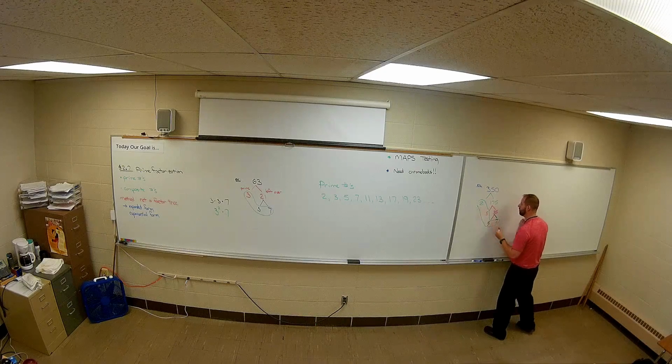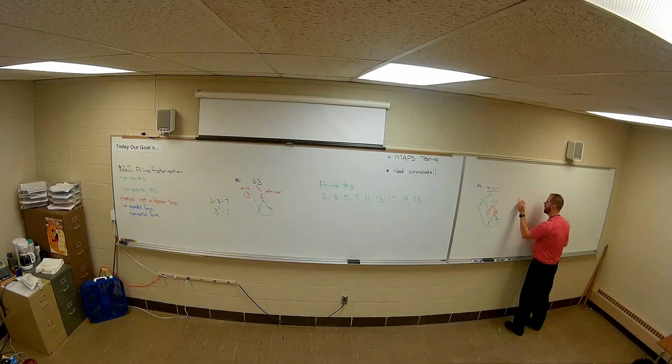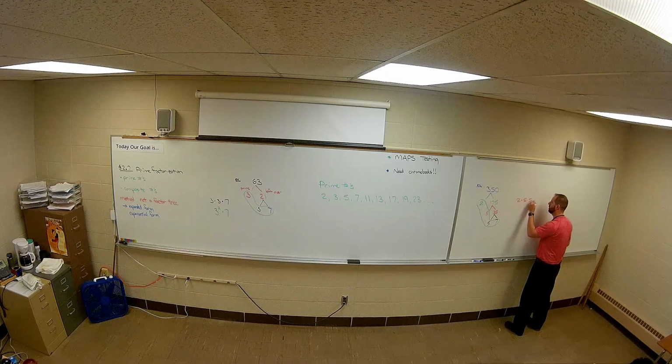So, what's the expanded form of this answer? 2 times 5 times 5 times 7. Exactly, that's the expanded form. 2 times 5 times 5 times 7.